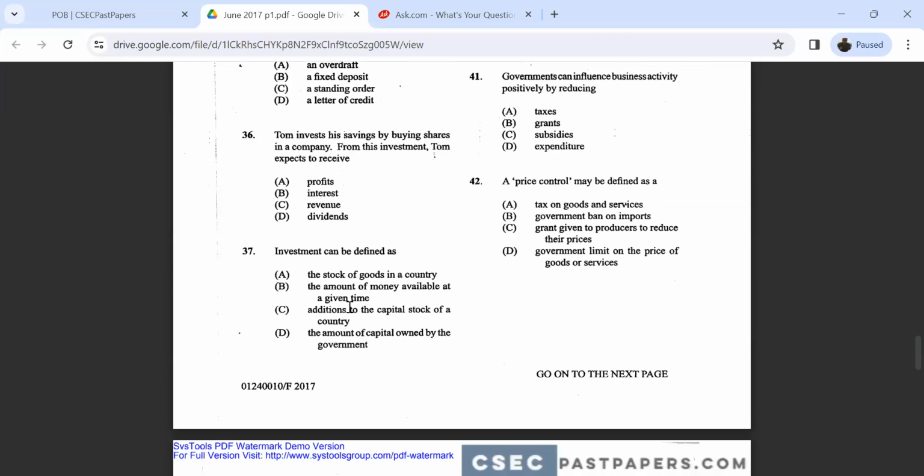Number 37. This question has come fairly often, I would say. Investments can be defined as... Is C. C. You sure? Yeah. Correct. Yay.